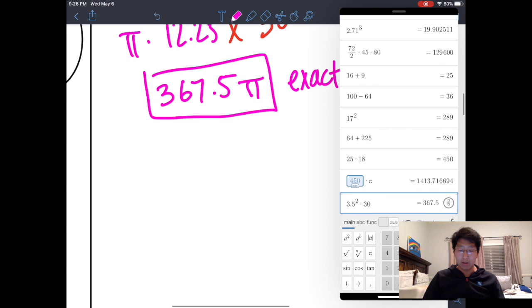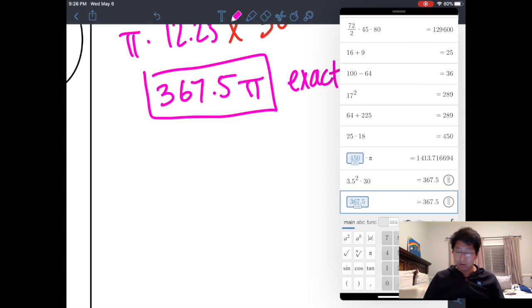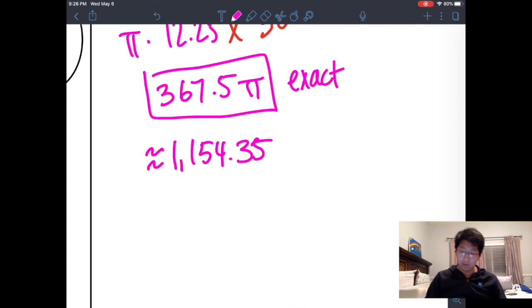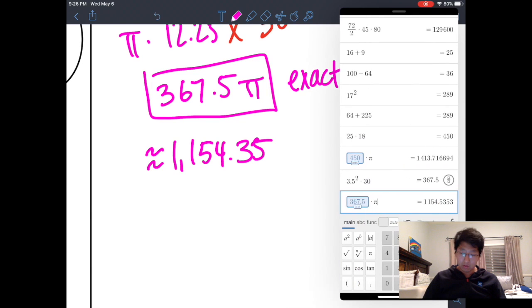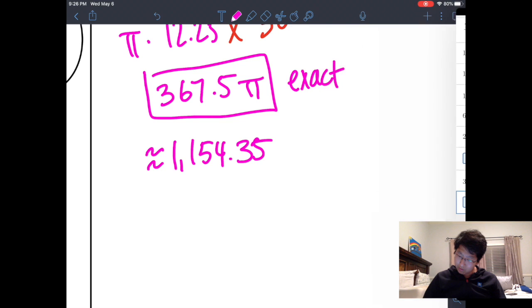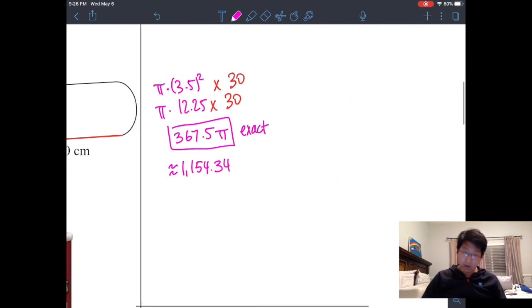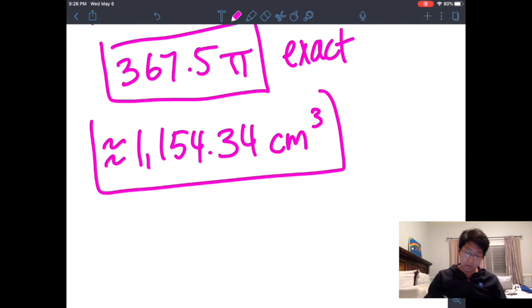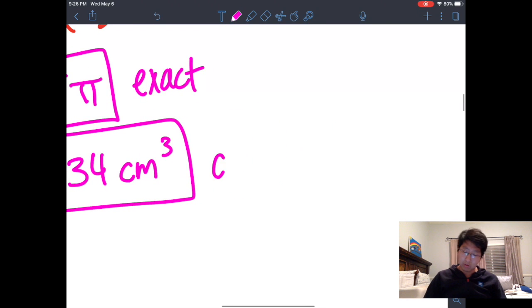And if I want an estimate or an approximation, I'm going to multiply that times pi. And I'm going to get the answer about 1,154.35. Did I get 35? 0.34. And the units here are centimeters, so it's going to be centimeters cubed. So this right here is an approximate.